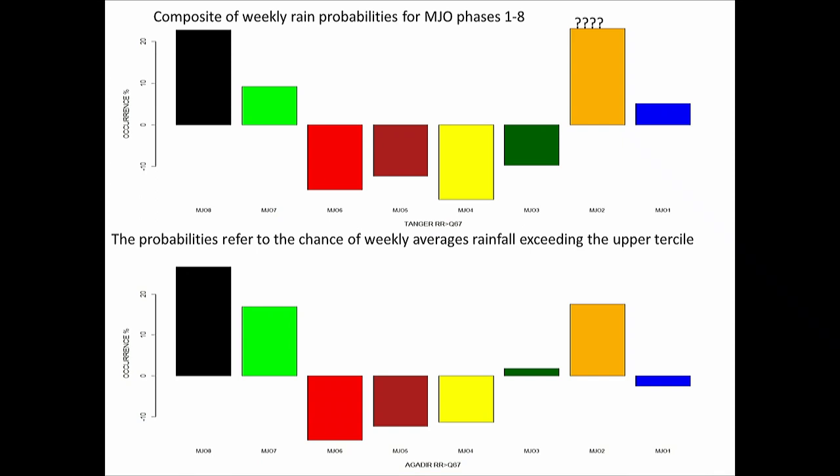The same thing for the second station: we have the same signal. Over the same period, in a very distant location, Agadir, in the central part of Morocco near the Atlantic Ocean, we have the same signal in phase two. So there may be something behind this preferred occurrence of precipitation exceeding the upper tercile in phase two.